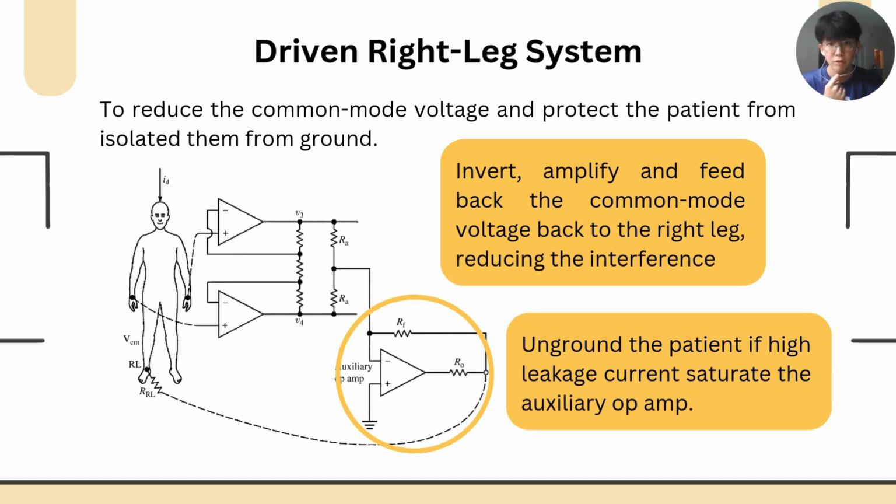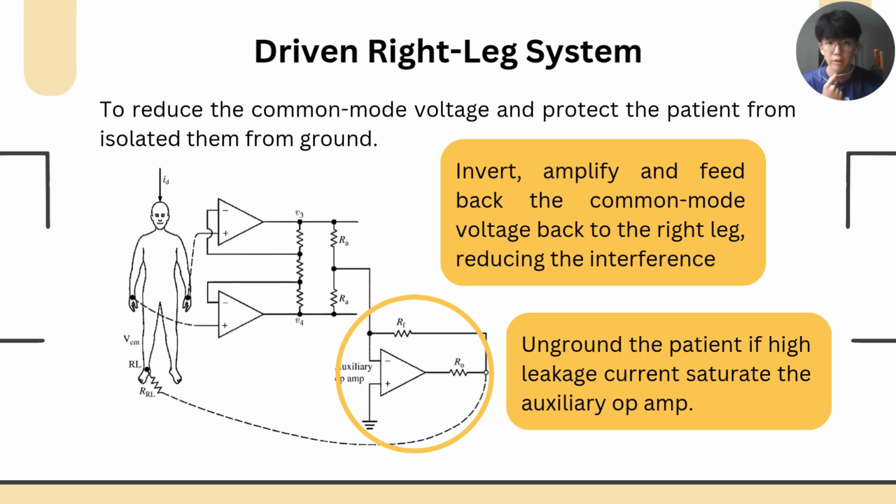Next, to ensure both the safety and also the performance of the biopotential amplifiers, a driven right leg system is usually used. It involves an auxiliary op-amp, which is usually an inverting amplifier that can invert, amplify, and feed back the common mode voltage to the right leg, reducing the common mode noise. And it also can unground the patient if a high leakage current saturates the auxiliary op-amp, thus preventing the patient from experiencing shocks.